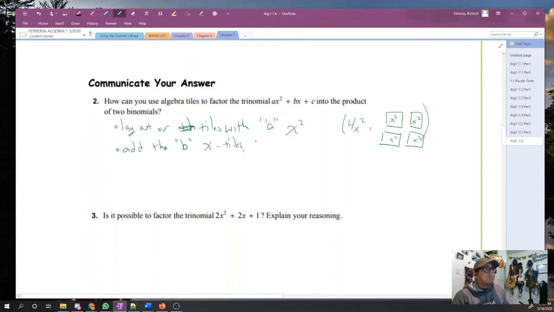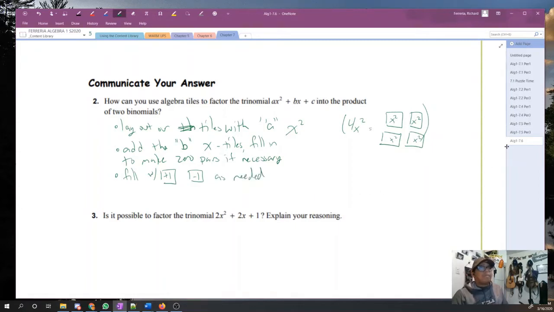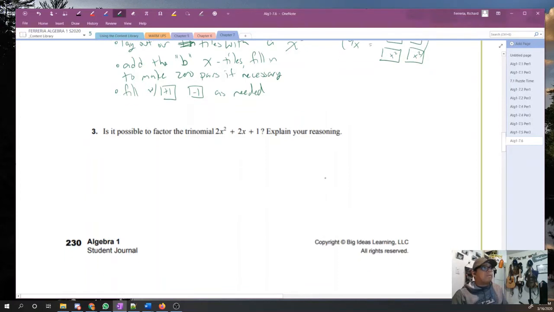Okay, and we're going to fill in to make 0 pairs, if necessary. Then after that, we're going to just go ahead and fill with positive 1 tiles or negative 1 tiles as needed. Okay. But can we factor it without that trinomial? Yes, we can.